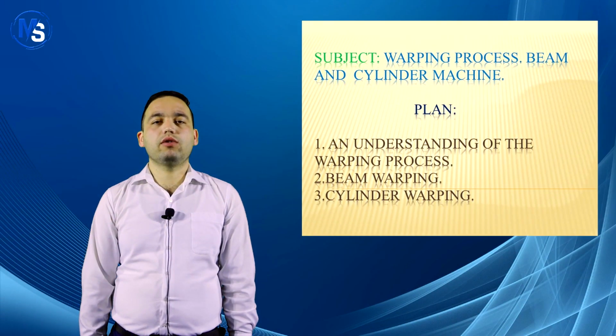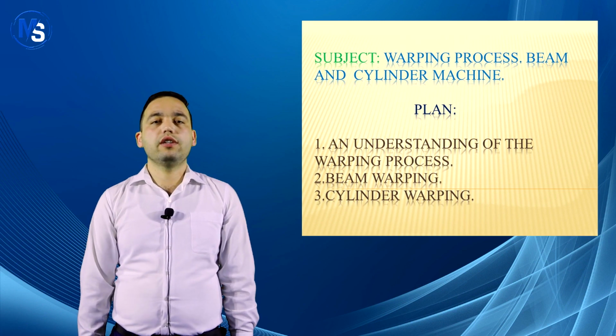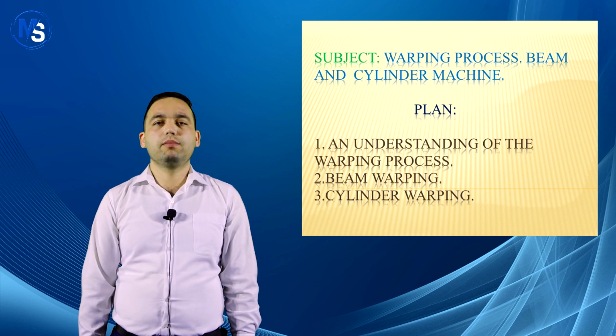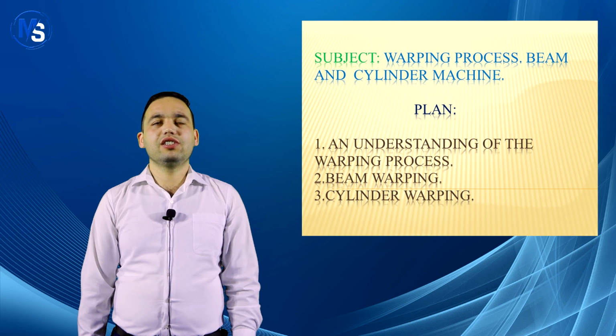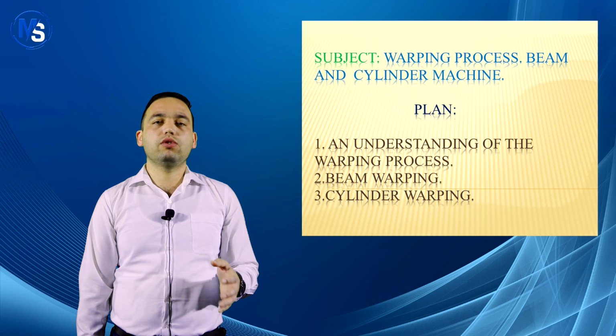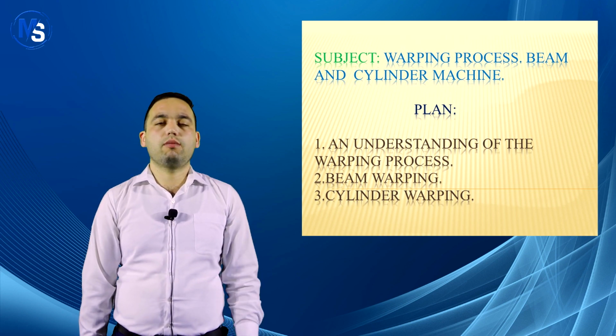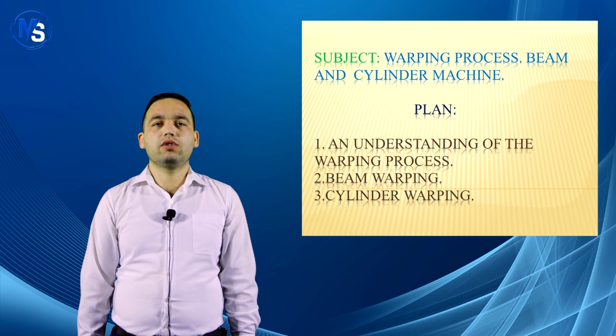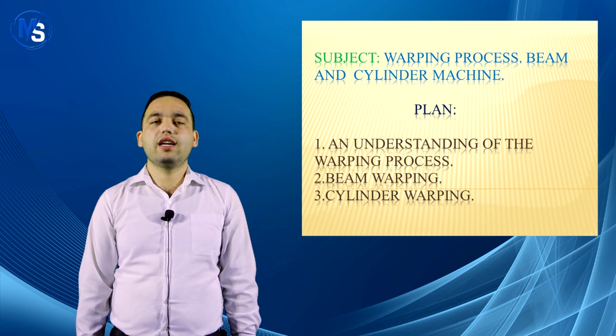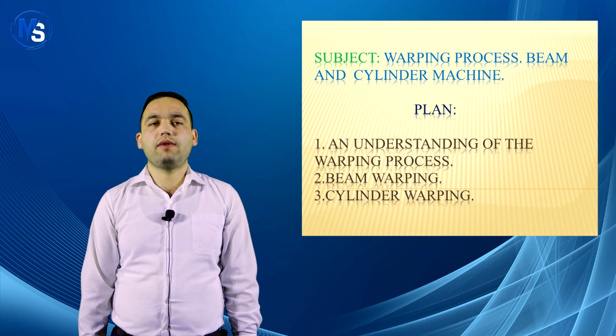Today our lesson is about the warping process. The warping process is absolutely essential for preparing raw materials for weaving. Today our subject is the warping process, a special beam and cylinder machine. First of all, we should speak about today's lesson plan. First, our plan is an understanding of the warping process, next beam warping, and finally the cylinder warping process.